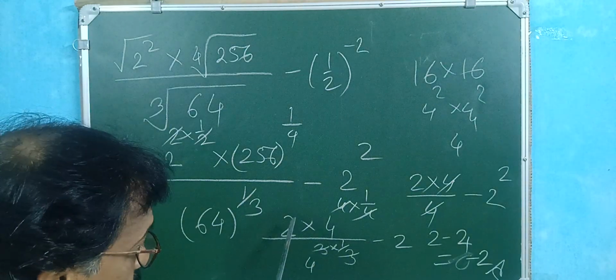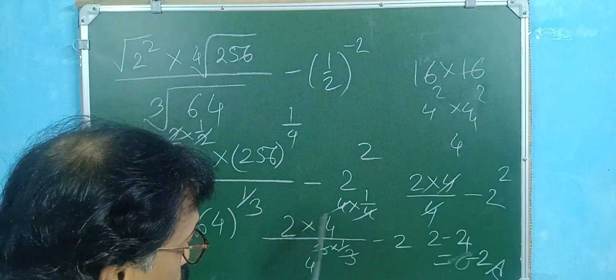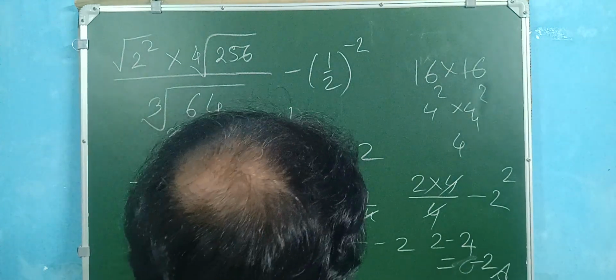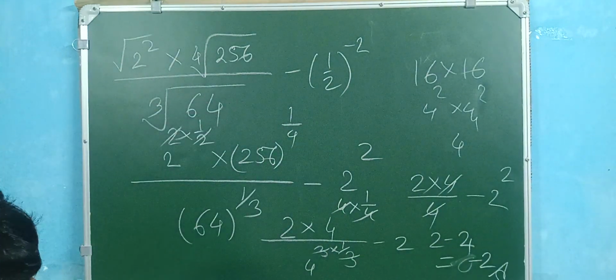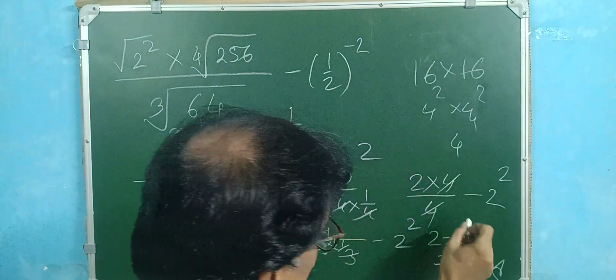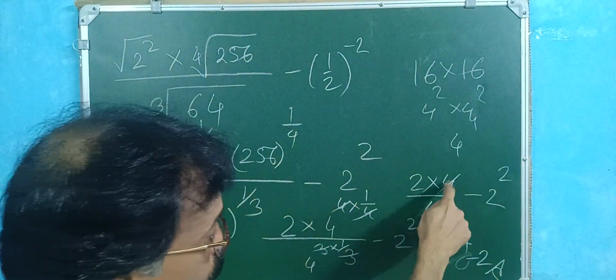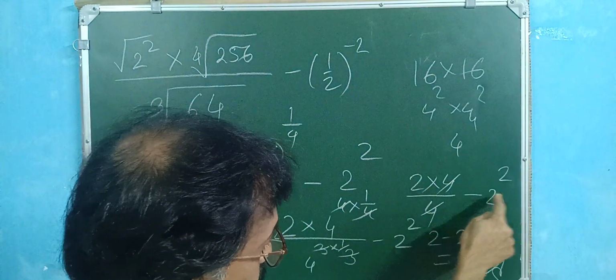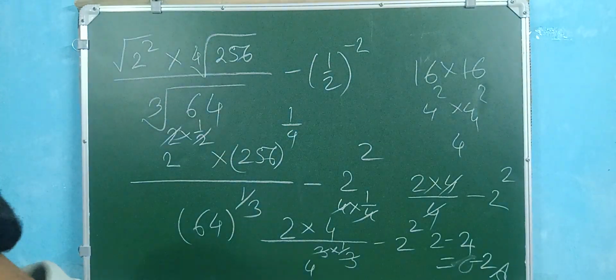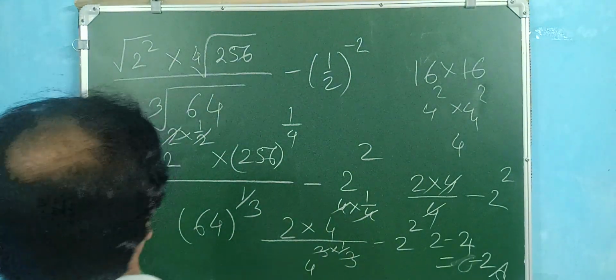Now this is ultimately 2 into 4 by 4, and this is 2 square, you write. So this is 2 square, okay. So 4, 4 cut. So 2 minus 2 square, 4, that means minus 2, okay. So in this way, you solve the sum, okay. Now, the next sum.